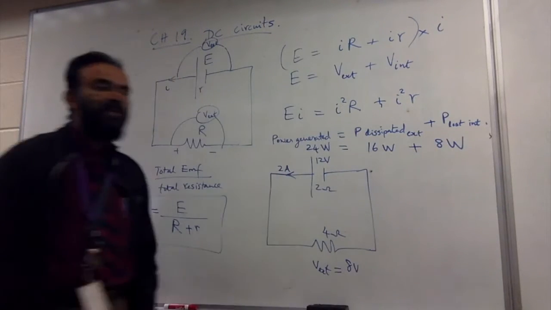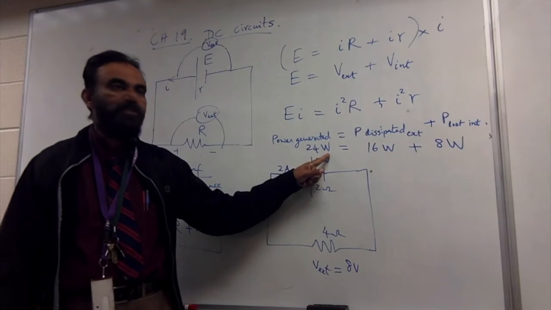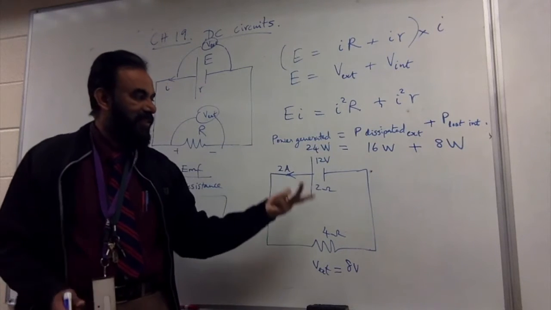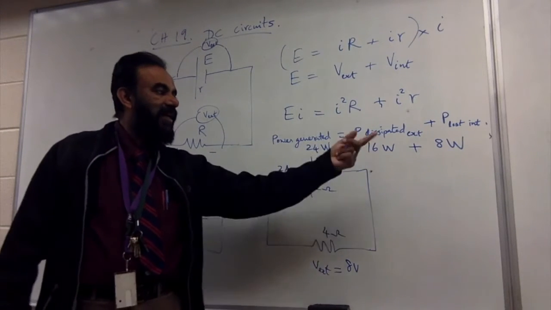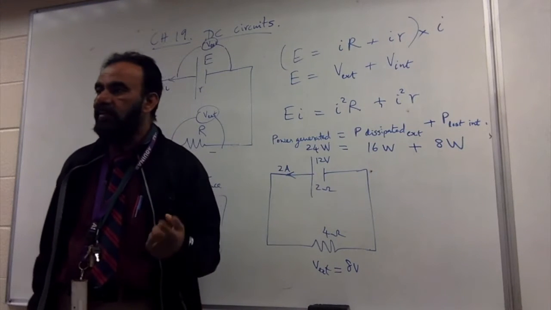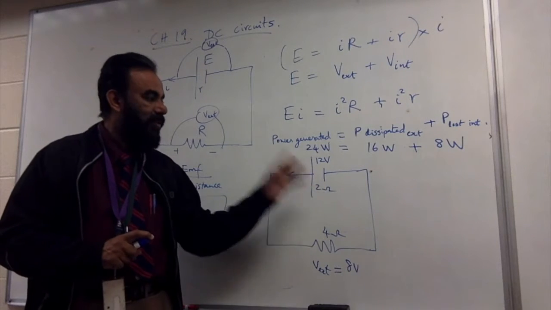So you can see that energy conservation comes in there properly. 24 watts, which means 24 joules per second generated. 16 joules per second is used here. And 8 joules per second is purely going as heating the cell. It just warms up the cell. That's all it does. It is of no use.